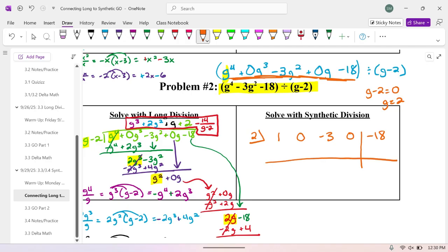All right, Tyreek, what do I do next? You bring the 1 down. Okay, then what do I do? Multiply the 1 by 2. So you multiply the 1 by your root, which gives you what? 2. Then what do you do? Subtract 0 by 2. Not subtract, we add. So 0 and 2 is? 2. All right, pick someone to pick up.